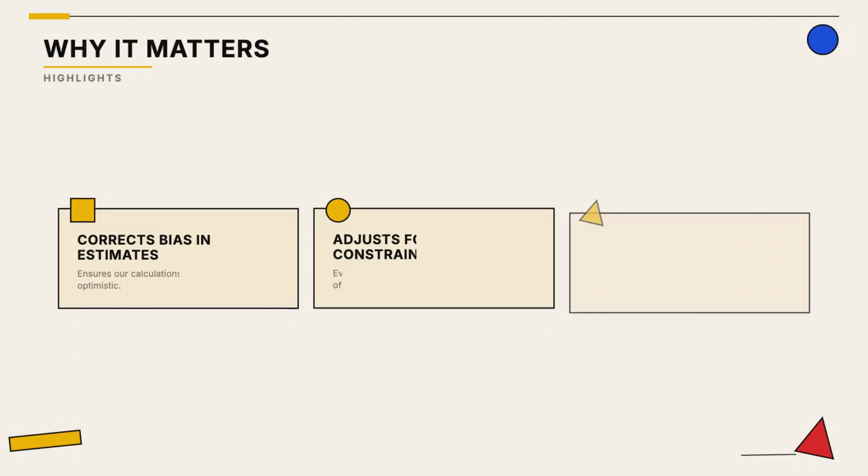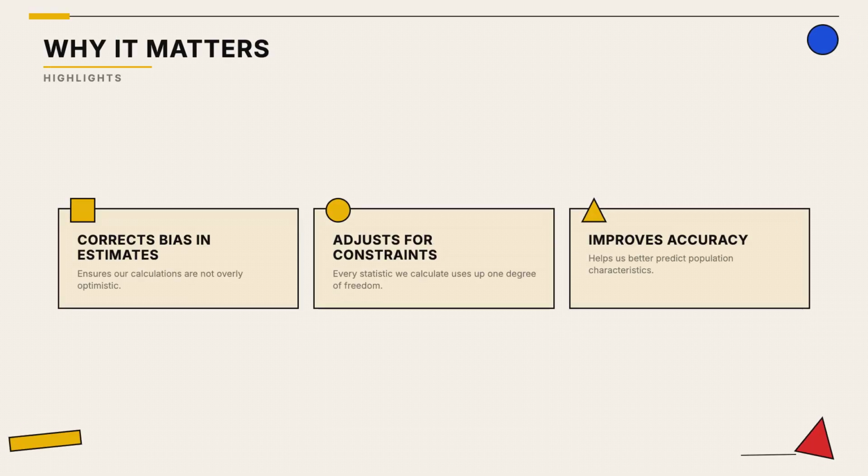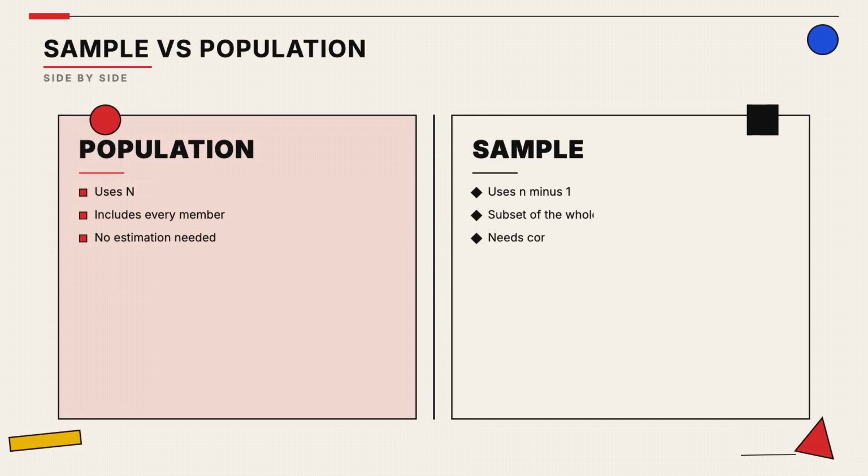By accounting for these constraints, we ensure our statistical models remain grounded in reality rather than just overfitting to a specific sample. If we had data for an entire population, we wouldn't need to adjust. But with samples, we use n-1 to reduce error.